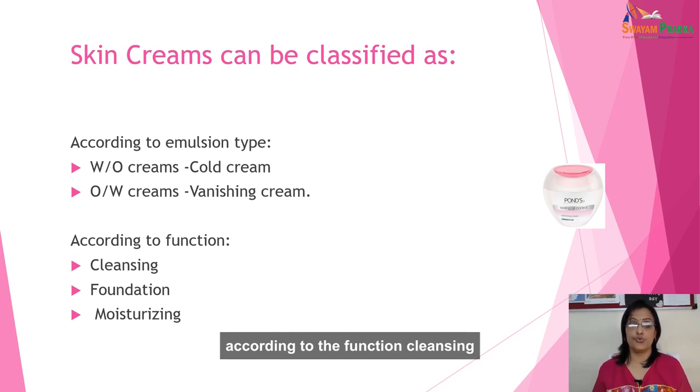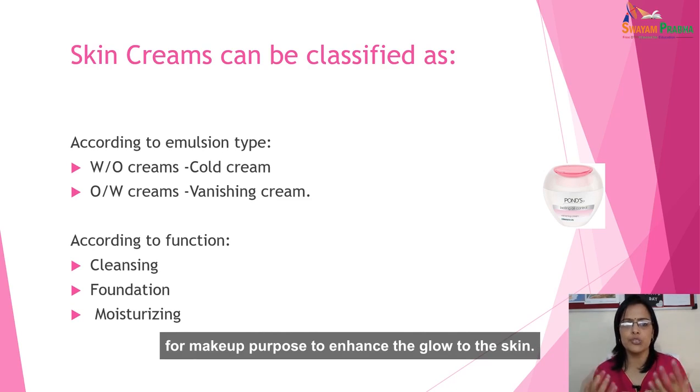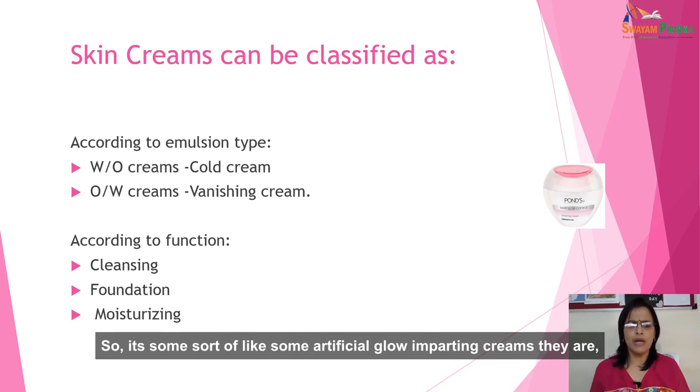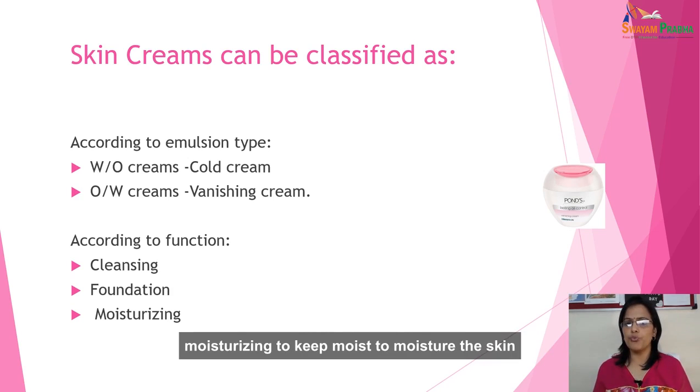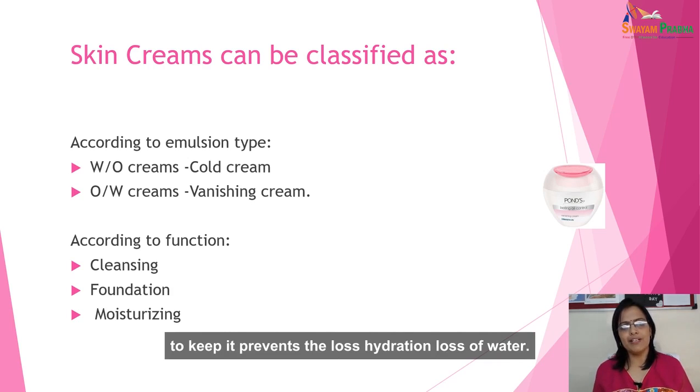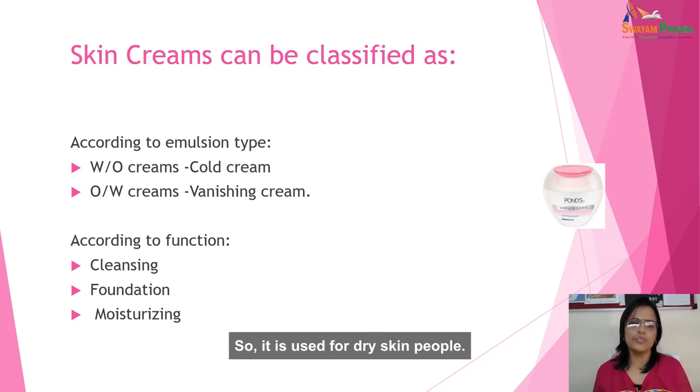According to function, cleansing creams are used for cleansing purposes. Foundation creams are basically applied for makeup purposes, to enhance the glow of the skin, so they are some sort of artificial glow imparting creams. Moisturizing creams moisten the skin and prevent the loss of water. So it keeps the skin moist basically, and it is used by people with dry skin.